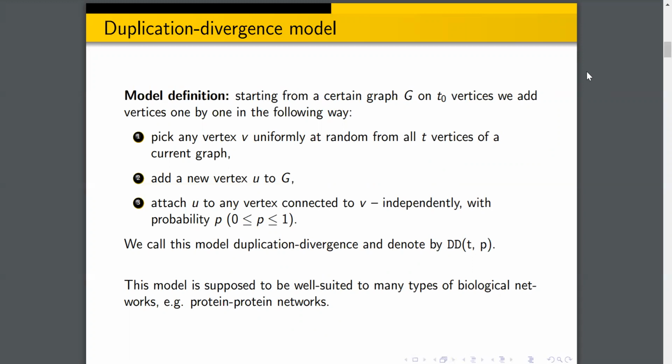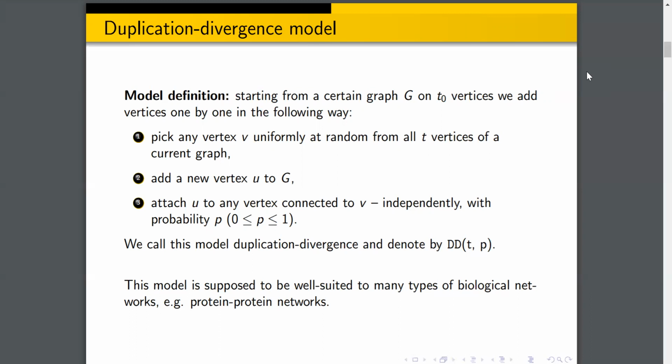its definition. So we start from a certain graph on T0 vertices, and we add vertices one by one. First, we pick any vertex uniformly at random from the existing graph, we add a new vertex, and then for each vertex adjacent to the picked vertex, which we call the parent vertex V, we connect this neighbor of V to U by throwing a coin toss with probability P independently at random. And we repeat that for all the neighbors of V. In this way, U probably gets connected to some neighbors of V. We obtain a new graph, and we may repeat this process until we reach T vertices. We call this model duplication divergence, and we denote it by DD(T, P), where here we just assumed in the background that graph G has a certain starting point.